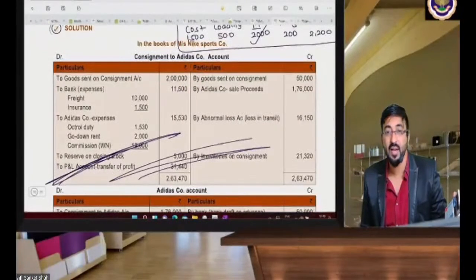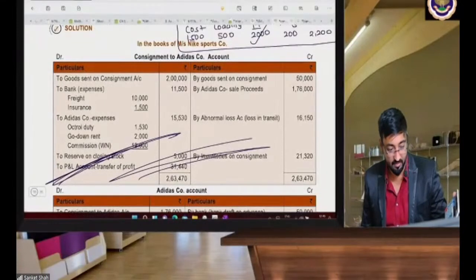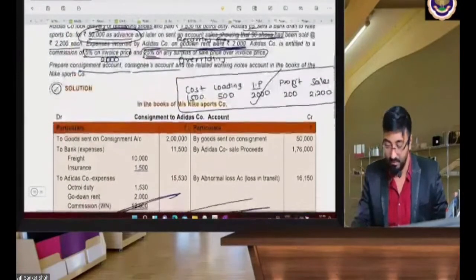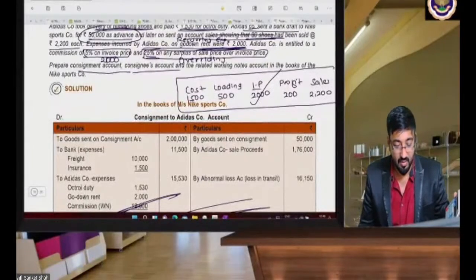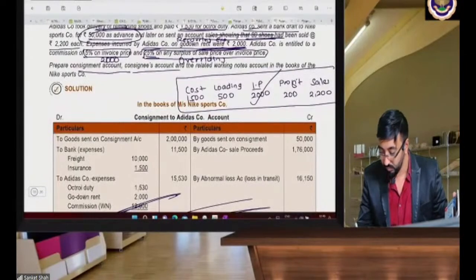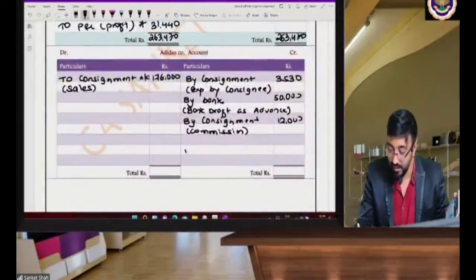To P&L account 31,440. I am getting the correct answer. Yes, sir. 31,440. Okay. So 31,440, you will get the answer.